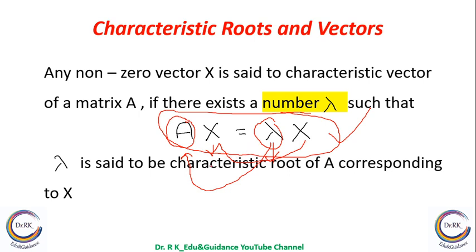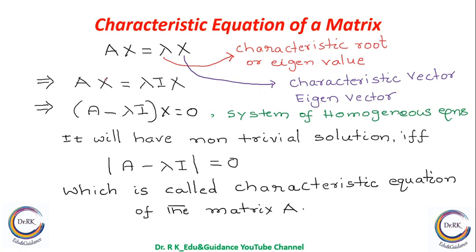So now the question comes how to find the lambda and x such that Ax equal to lambda x. So that we'll see. Now from the definition, what we are saying is Ax equal to lambda x. Now lambda is a scalar, or a constant, right? Lambda is a constant or a scalar.